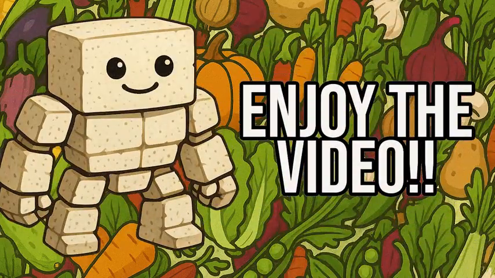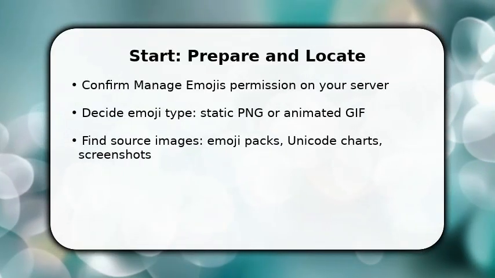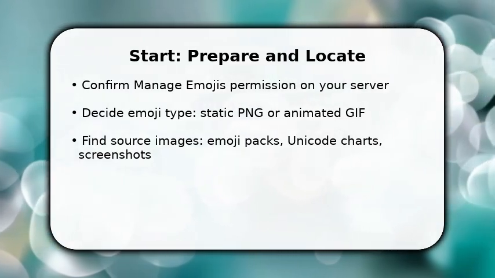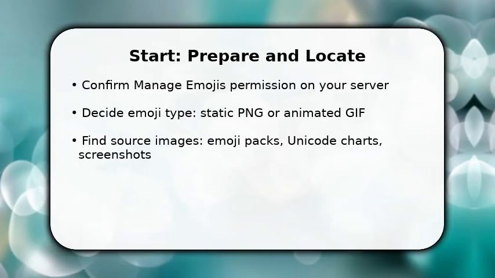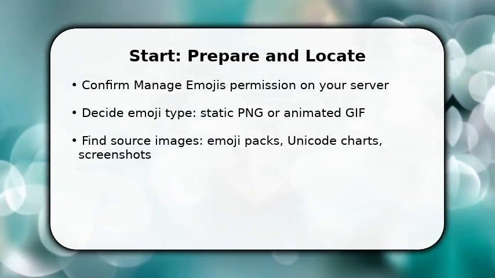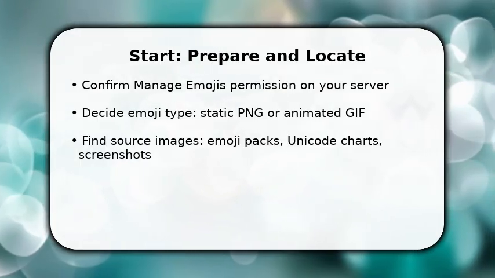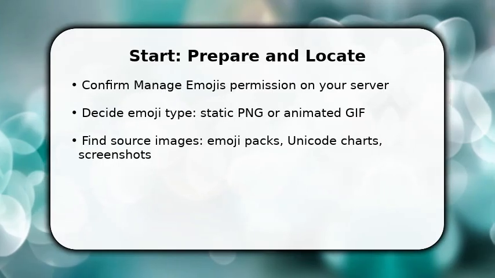Please enjoy the video. You open Discord and head straight to the server where you can add emojis. Make sure you have Manage Emojis permissions so you can proceed. Once ready, choose whether you want static PNGs for crisp icons or animated GIF for motion. That choice affects size and upload rules.